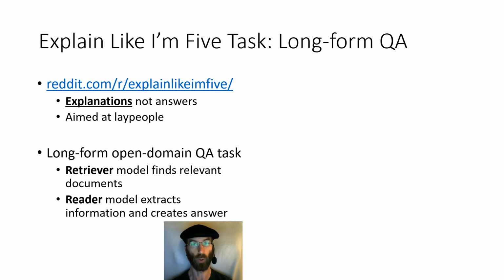Because the task is open domain, meaning questions can be on any topic, long-form systems typically have two models: a retriever model that gets relevant documents, and a reader model that extracts information from them and creates an answer. Thus, the data set for the ELI5 task consists of questions and answers scraped from the Reddit forum, along with supporting web documents extracted from Common Crawl.